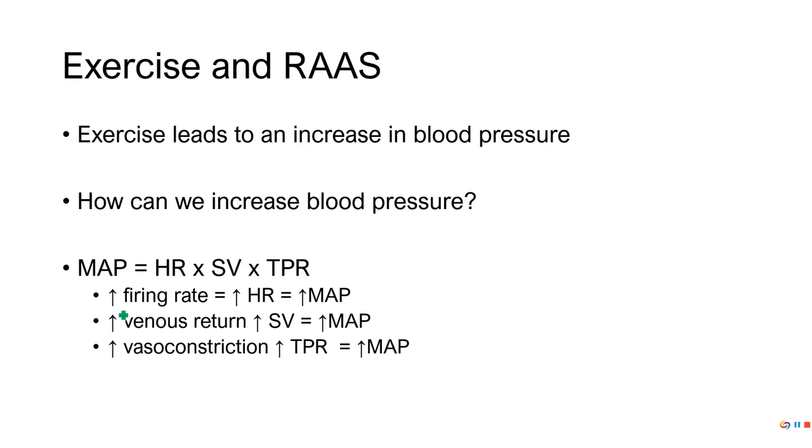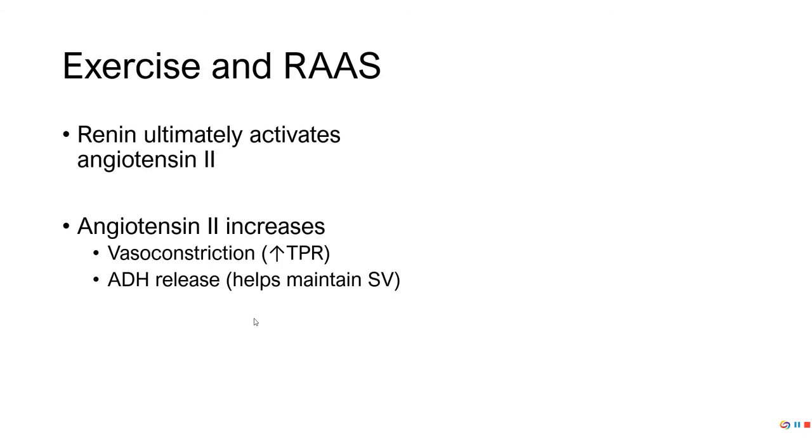So by increasing firing rate, we increase heart rate, which increases pressure. We increase venous return, or the amount of blood returning back to the heart. We increase stroke volume, we increase pressure. We increase vasoconstriction, which means we increase resistance. That'll increase pressure as well. Okay, and so this is where the RAAS comes in. So we activate Ang2, right? This is just what we said in the flow chart.